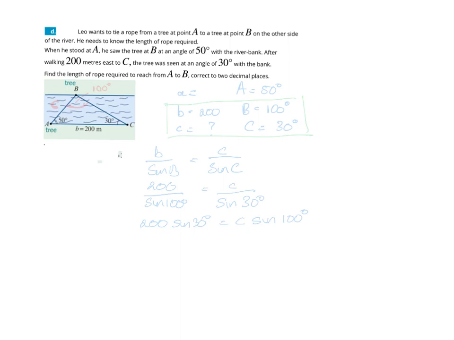All right, want to get the C by itself. So it's 200 sine of 30 degrees divided by sine of 100 degrees. That's what C is equal to. And so when you work all of that out, you get C is equal to 101.542. Now we want it to 2 decimal places, so that means that it is 101.54 metres.